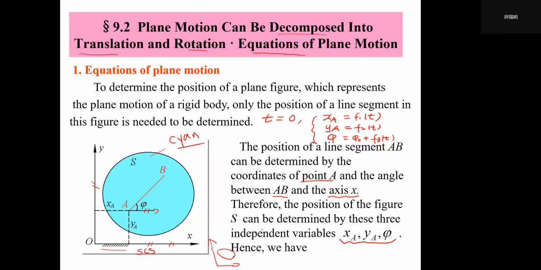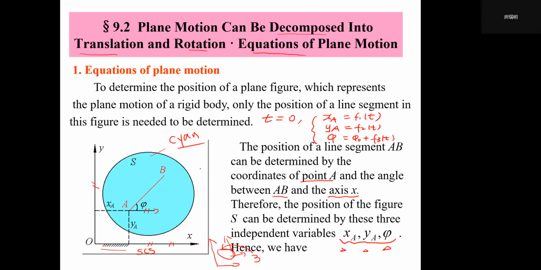Do you guys still remember? I have said that. Three independent capable movements: a movement along the x-axis, maybe it can move along the y-axis, and it also can have some rotation around some axis. So that is three degrees of freedom. So actually we can just use these to denote these three kinds of movement and these three degrees of freedom. That's why this is the equations of a plane motion.